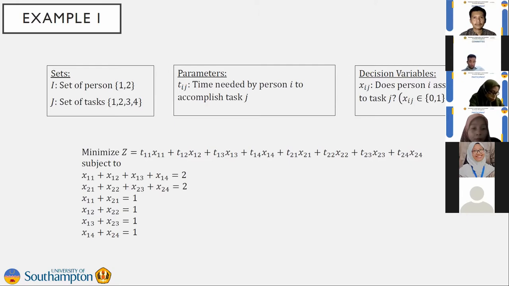So again, we have five components. We should be able to know the decision variables, what we would like to achieve and what we would like to determine in the modeling itself. Second, we should be able to know the objects in the modeling. Here, again, I repeat, the objects are persons and tasks. Who will do what? Automatically, the objects are the person and the task.